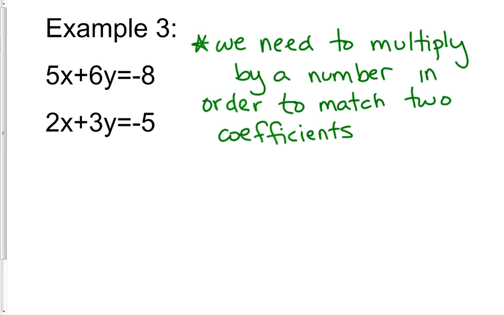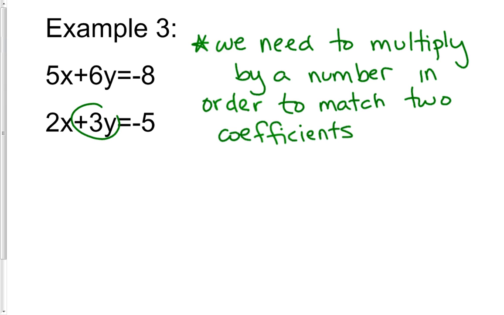So I've got a 5x and a 2x. Is there anything I can multiply by 2x to equal 5x? No. Unless I was going to multiply by a decimal, and I really don't want to do that unless I absolutely have to. So no, there's nothing I can multiply by 2x to get 5x. Well, let's go to our y's.